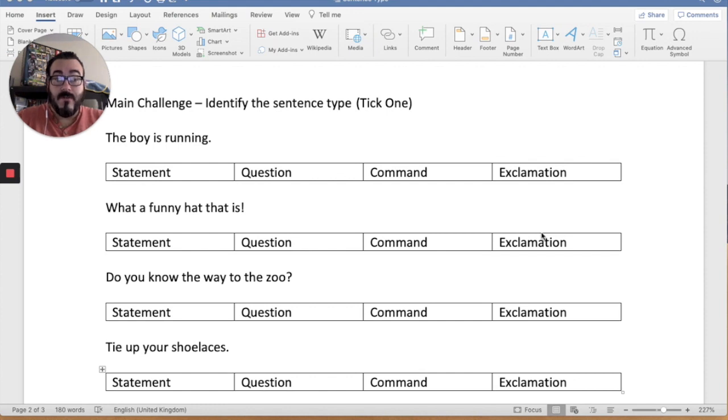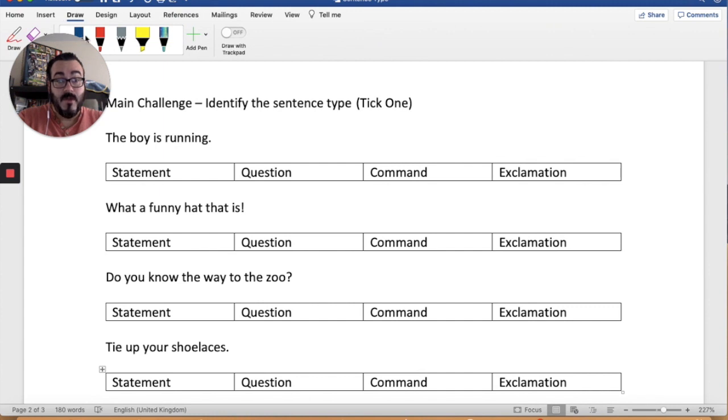Okay, now it's time for our main challenge, and this is the first part. There's going to be 2 parts today. So, we have to identify the sentence type, and we have to tick one of the answers. The boy is running. Now, let's look at the punctuation first. It's a full stop, so we know it can't be a question, can't be an exclamation.